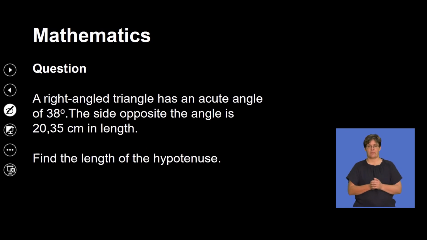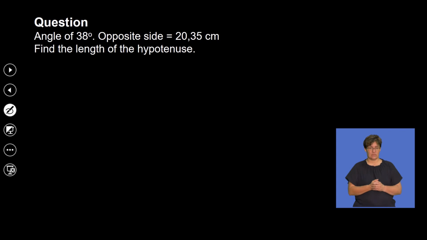Now, one example that I will give you will be, if they say to me, a right-angled triangle has an acute angle of 38 degrees. The side opposite the angle is 20.35 centimeters in length. Find the length of the hypotenuse side. So I'm just going to draw this diagram for us to actually look at what exactly they are asking us.